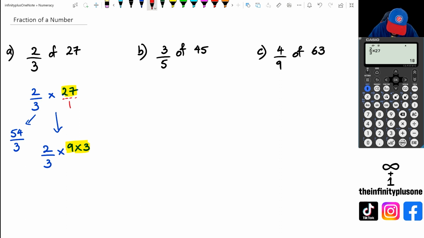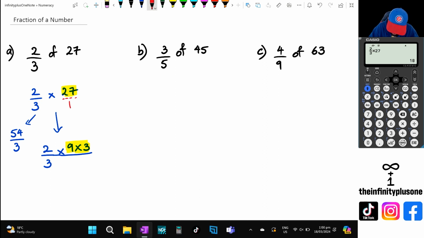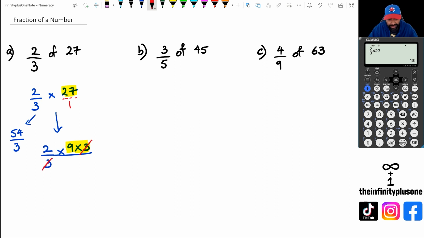Then, because there's a 3 in the numerator, and remember that this fraction line goes all the way to the end, we've got 3 in the numerator and 3 in the denominator, which cancel each other out, and that's going to be 1 and 1, because 3 divided by 3 is just 1. If we have a look at what's left over, it's 2 times 9, which is equal to 18.